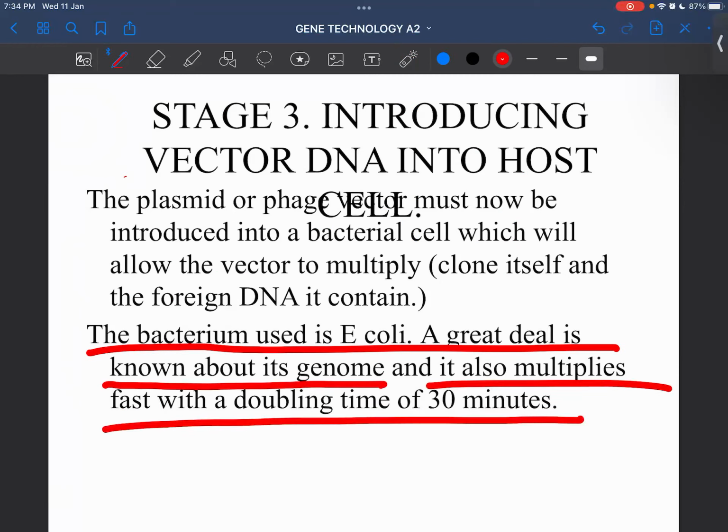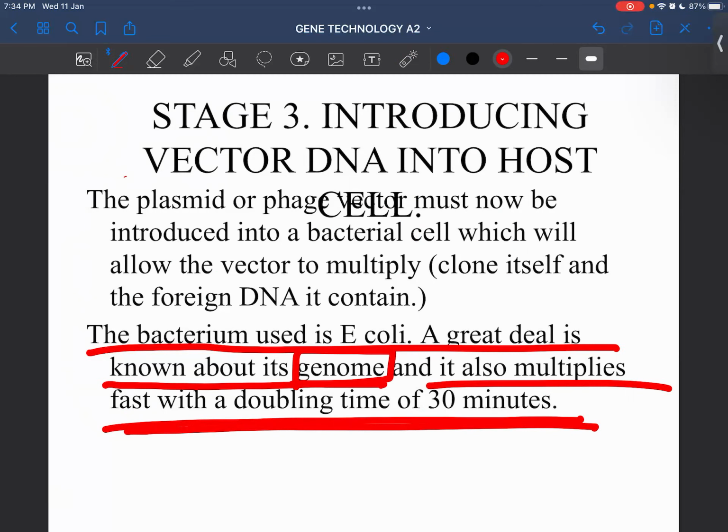So sometimes they ask you, okay, which is the most commonly used bacterium in gene tech? So it's E. coli, because E. coli has a very, very simple genome, which means a combination of genes, and it also multiplies very fast with a doubling time of 30 minutes. यानी कि 30 minutes के अंदर अंदर अगर वो 100 होंगे बैक्टीरिया तो वो 200 हो जाएंगे, and it will go on, right?